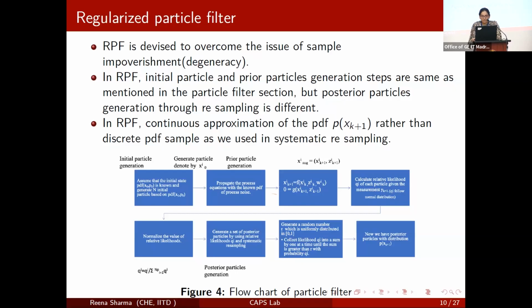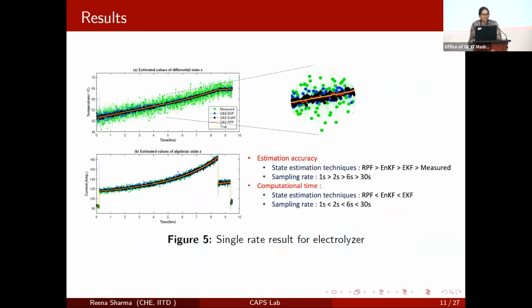Up to that part, we compared the 3 estimators: EKF, EnKF, and RPF, in terms of estimation accuracy and computational time. RPF estimation is better than EnKF and EKF, and computational time is just the reverse of the estimation accuracy. So from here, we can conclude that we can use the regularized particle filter for removing the measurement error in the subcomponents of hybrid energy systems.